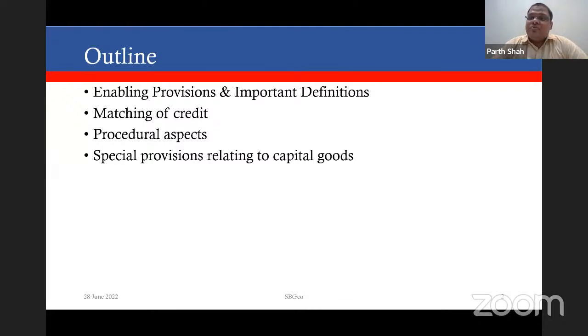Therefore, it becomes more important to ensure that the benefit which we are claiming is correct in law. Because if in future it transpires that we have claimed a wrong benefit, wrong input tax credit, that will have consequences in terms of interest and probable penalty, apart from recovery of the base amount of benefit taken itself.